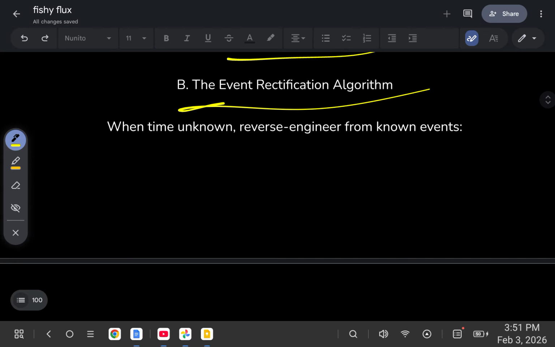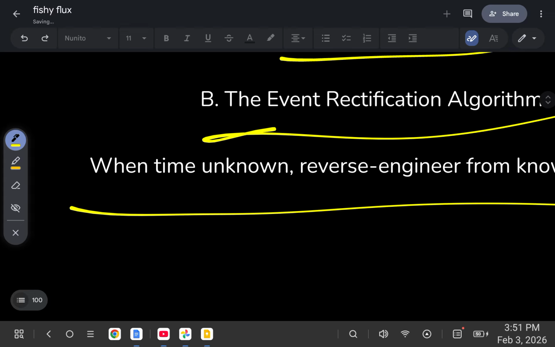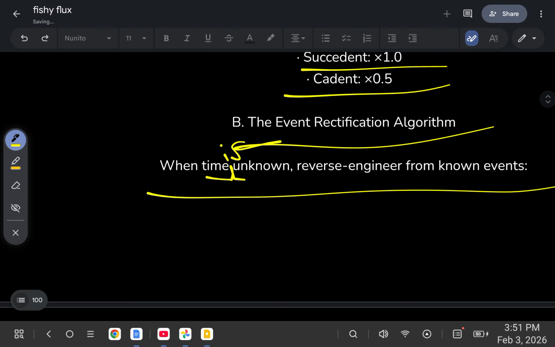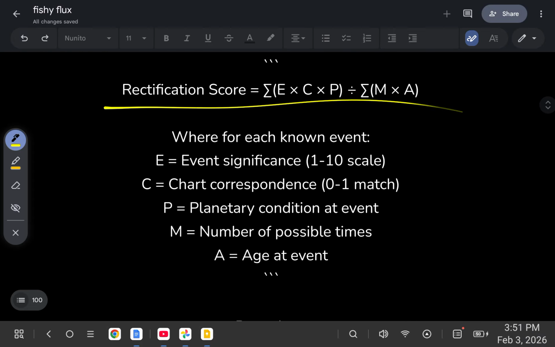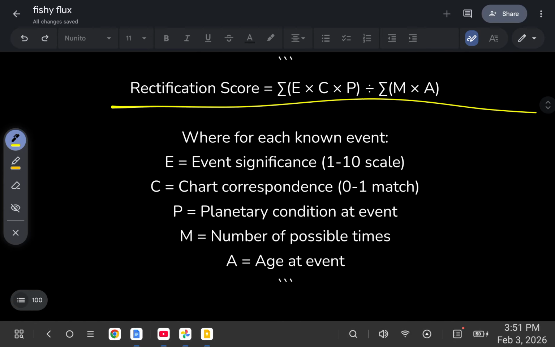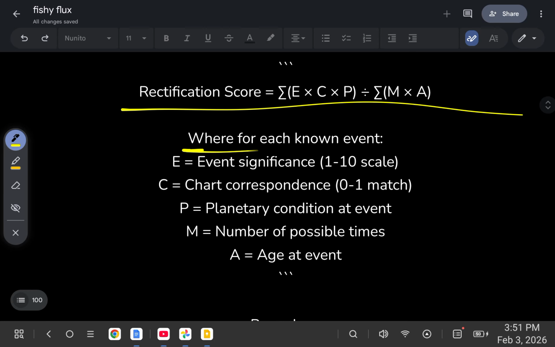So next we have the event rectification algorithm. When time is unknown, reverse engineer from known events. How do we do that? We use a rectification score equaling E multiplied by C multiplied by P divided by M multiplied by A. Again, what does this mean? Well, it's where for each known event.